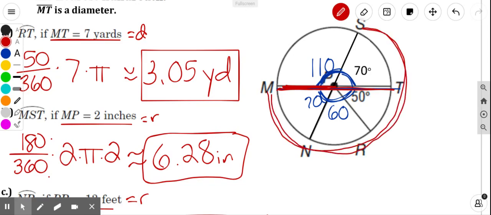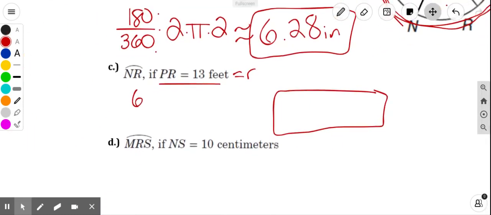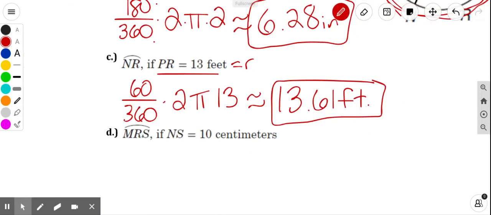So you could find this one a few different ways. You could add 70, 60, 50, and 70. You end up getting 250. Another way to do it is 110 is the only part of the circle that's not included in this arc. So you could do 360 minus 110, which would give you 250 also. Okay, so our arc measure here is 250 over 360 times the circumference.